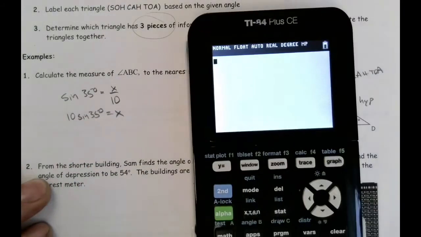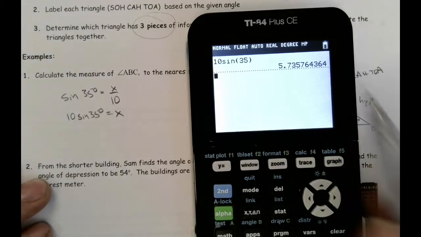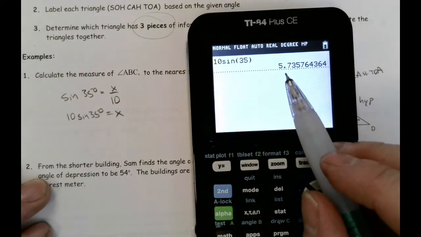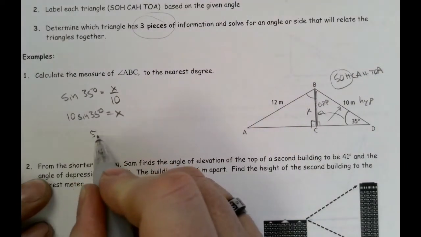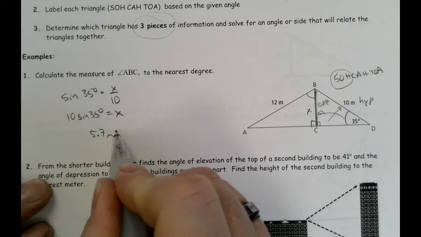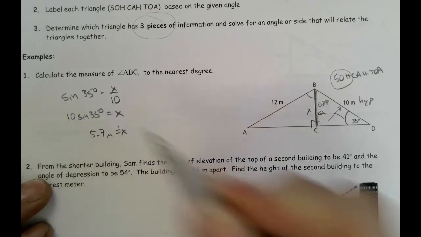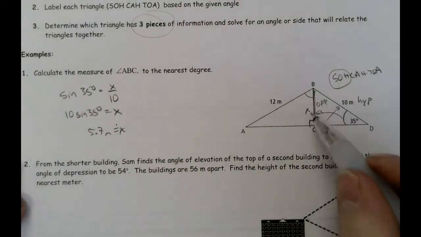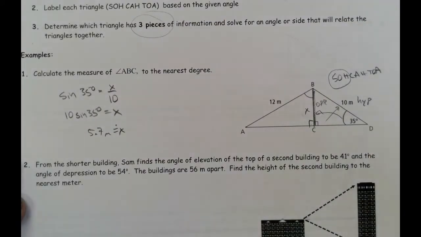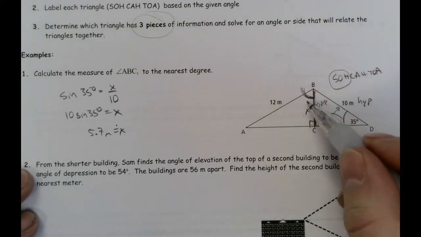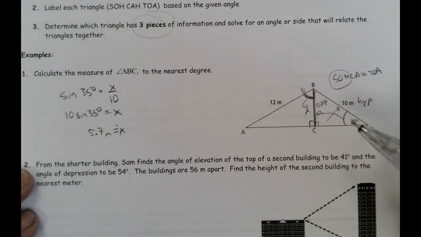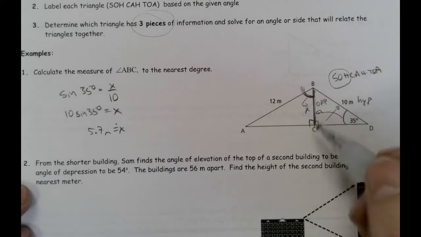10 times the sine of 35. And to the nearest tenth, I get that to be 5.7. Okay, so I'll put that over here. 5.7, what is that, meters, approximately. So good. So now I know what x is. But remember, I'm trying to figure out what this angle is. So in this triangle now, this being the reference angle, I have the adjacent side, I have x now, and I gave you the hypotenuse.